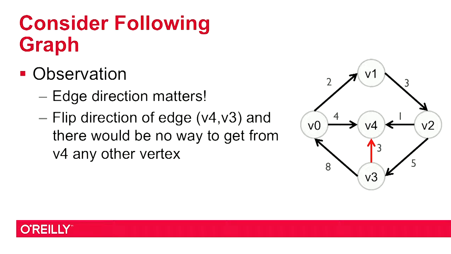But let's make some following observations. First, the edge direction matters. If I take that one edge from vertex V4 to V3 and I flip it around, so now there's no way that vertex V4 can ever go anywhere. It's now been disconnected in a way from the graph. So I have to be very careful to understand not just the fact that the graph is connected, that there's an edge between these vertices, but I also have to pay attention to the orientation as I'm traversing the graph.